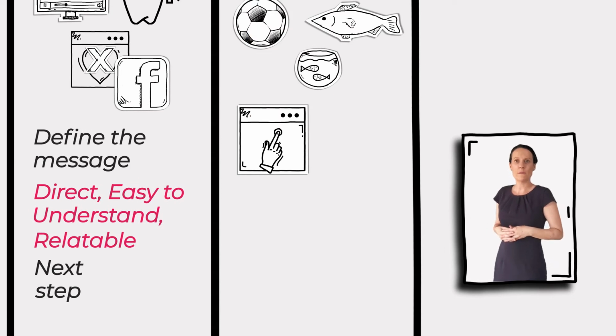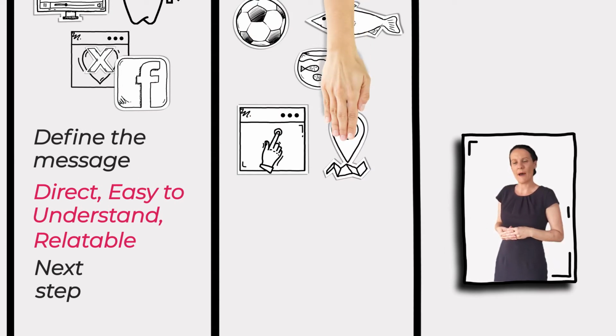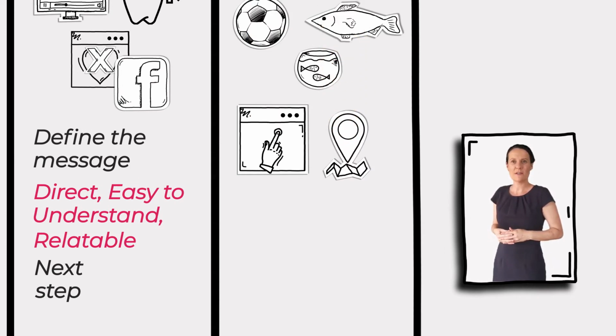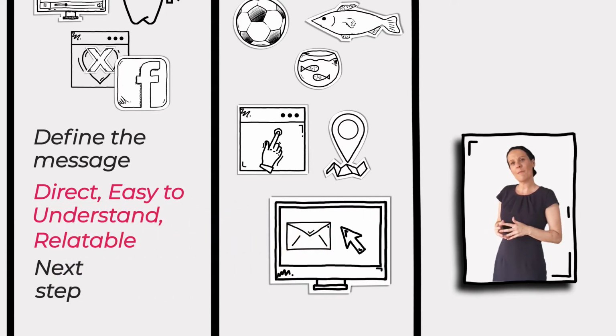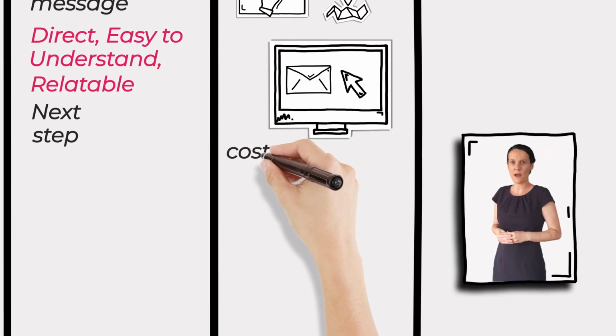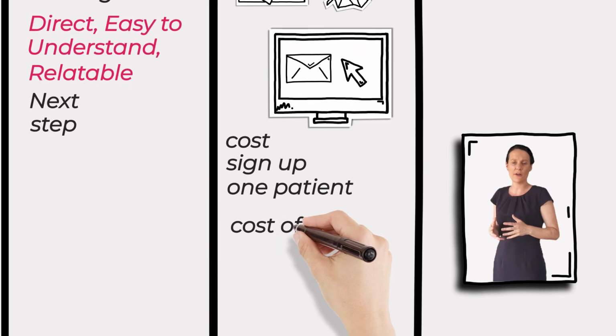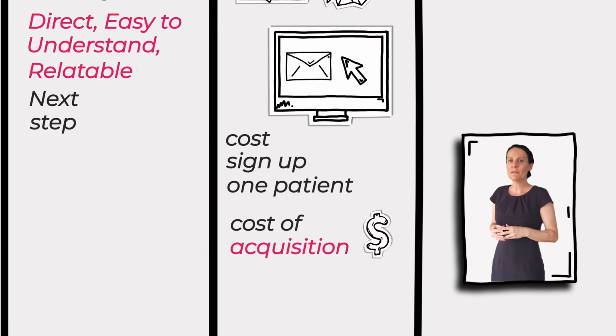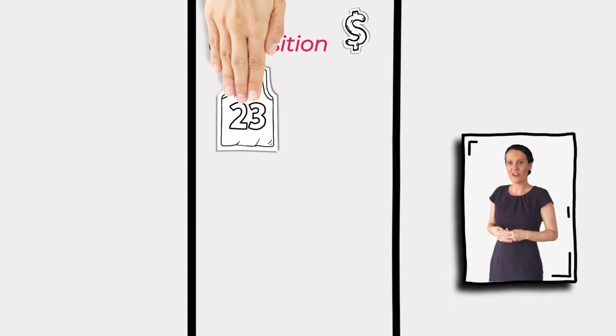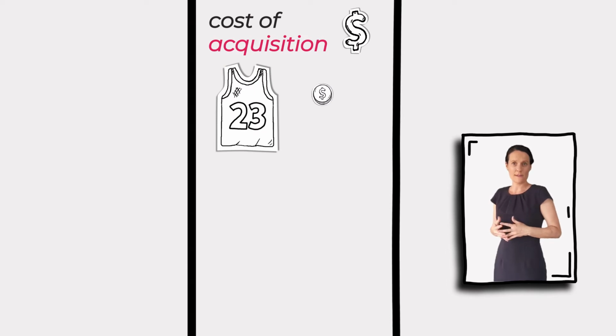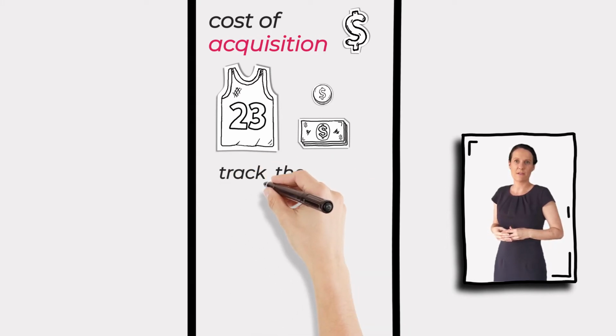Perhaps there are online forums that parents in your local area are a part of. When you're evaluating which channels to place your messaging, think about how much it will cost you to sign up one patient. This is your cost of acquisition. If you believe sponsoring a sporting club for $500 is likely to result in one sale of, say, $6,000, then that sounds like a pretty good place to invest. Do your numbers, then track the results.